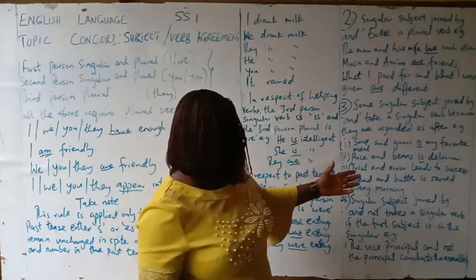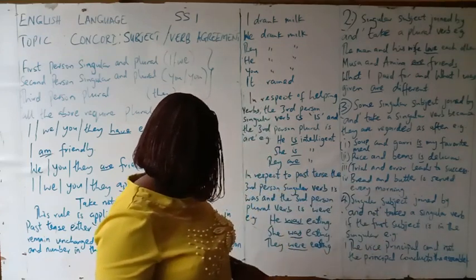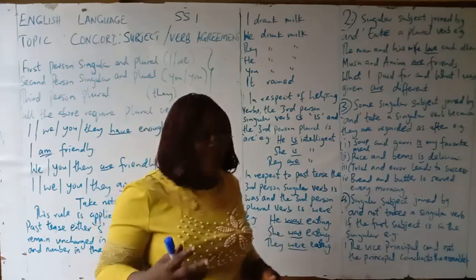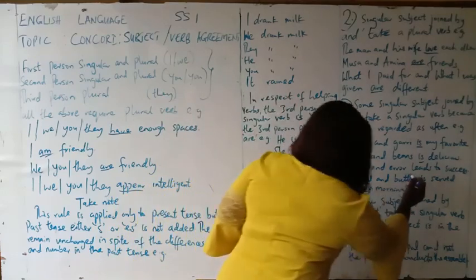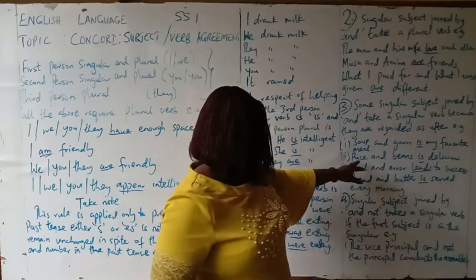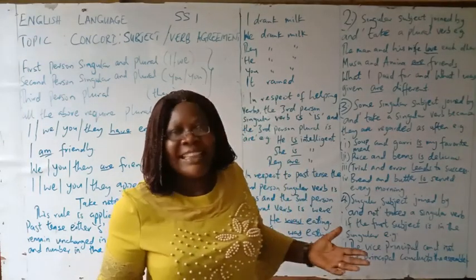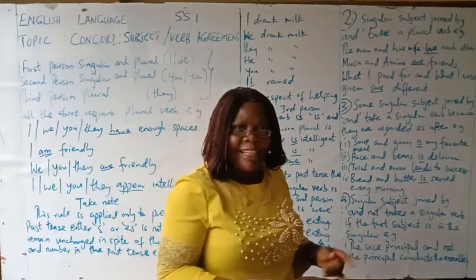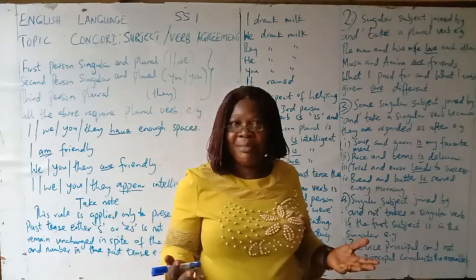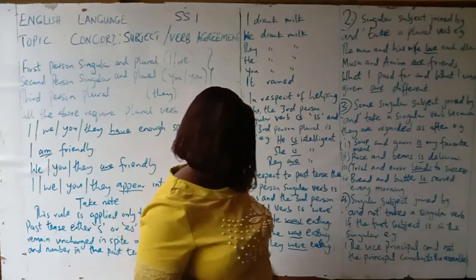Trial and error leads to success, not lead. If it's "lead", that's plural. Trial and error leads to success. So these are the verbs here. Then another one: rice and beans is delicious. Rice and beans is delicious, not "are delicious", because they are regarded as one. Soup and garri is my favorite meal, not "are my favorite meal", because they are regarded as one. So that's an exception to the second rule.